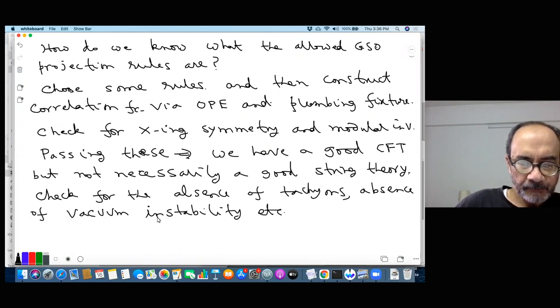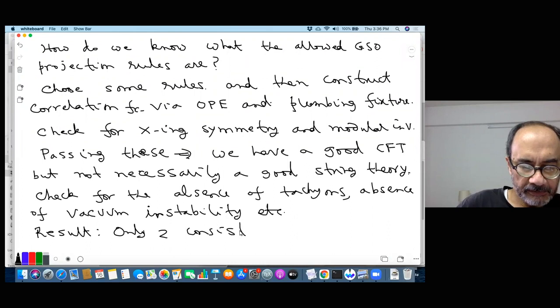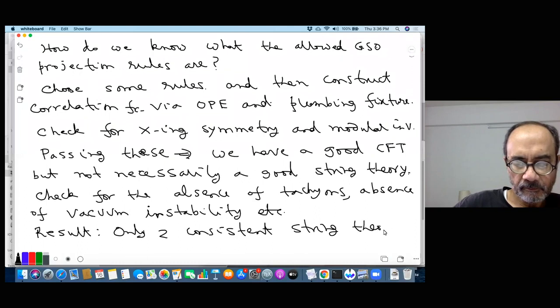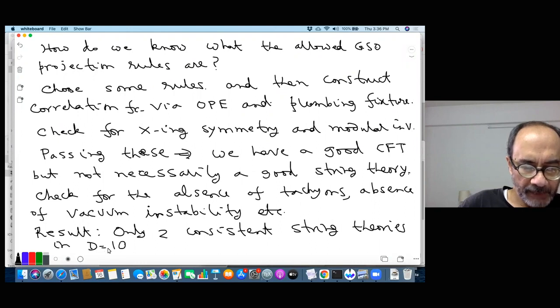Okay, and here you can just basically use the QFT techniques to analyze all these questions. Okay. And after doing that, the result that one finds is that you have only two consistent string theories. In D equal to 10, of course, you can compactify, wrap up the extra dimensions onto small spaces. Okay, but in 10 dimensions, you have two consistent string theories. Okay, and these are the type 2A and type 2B string theory that we described.